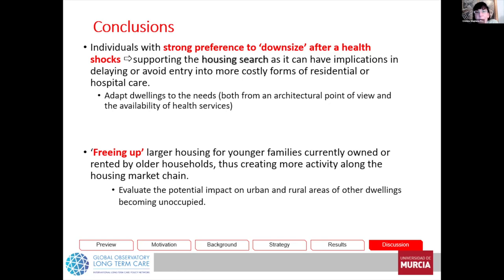And in the future, we should evaluate the impact on urban and rural areas of other dwellings becoming unoccupied, because in Spain there is a problem named the España vaciada: rural areas with many small towns with very, very few and very old inhabitants.